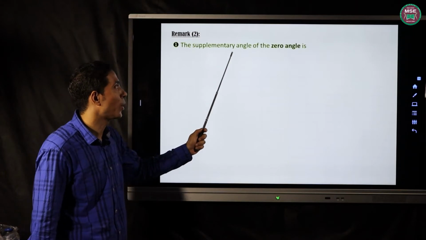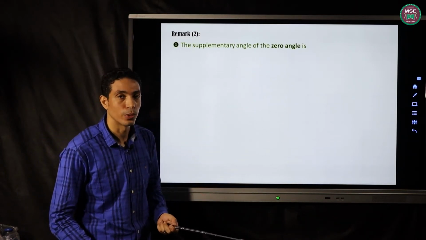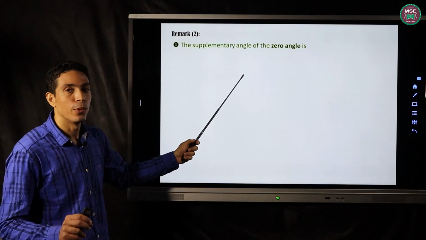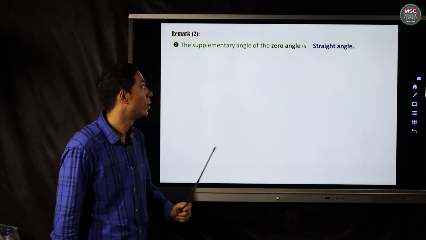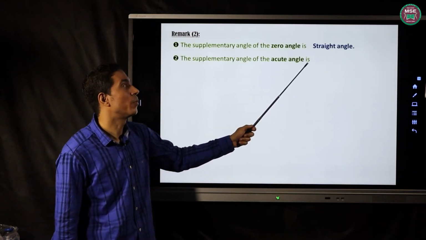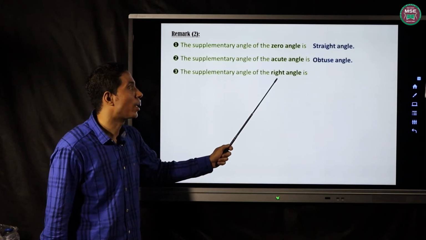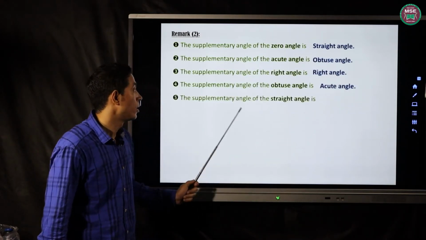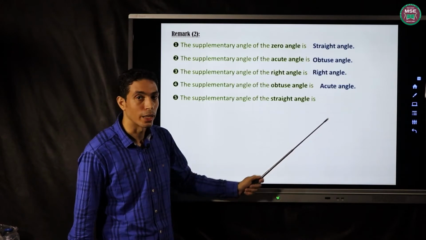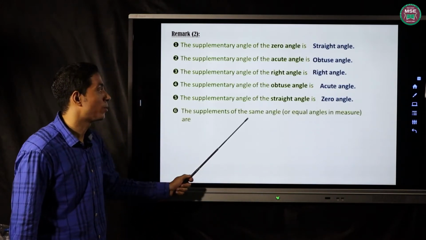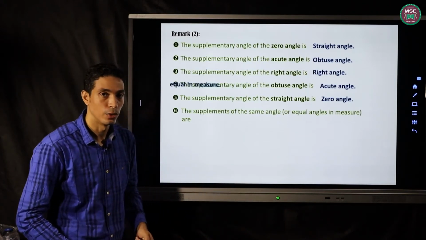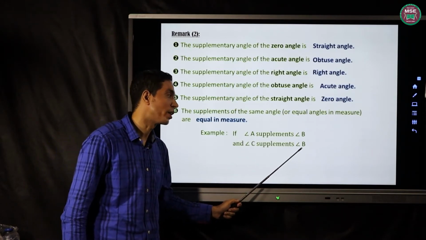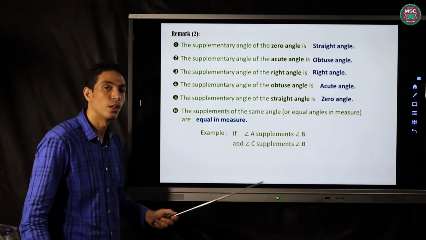Remark number 2, the supplementary angle of a zero angle. For two supplementary angles, their sum equals 180. Then we subtract 0 from 180, which equals 180. 180 degrees is a straight angle. The supplementary of an acute angle is an obtuse angle, and the supplementary of a right angle is a right angle. The supplementary of an obtuse angle is acute. The supplementary of a straight angle is a zero angle. And the supplements of the same angle or of equal angles are equal in measure. Example, if angle A is supplementary to angle B and angle C is also supplementary to angle B, then the measure of angle A and the measure of angle C are equal.